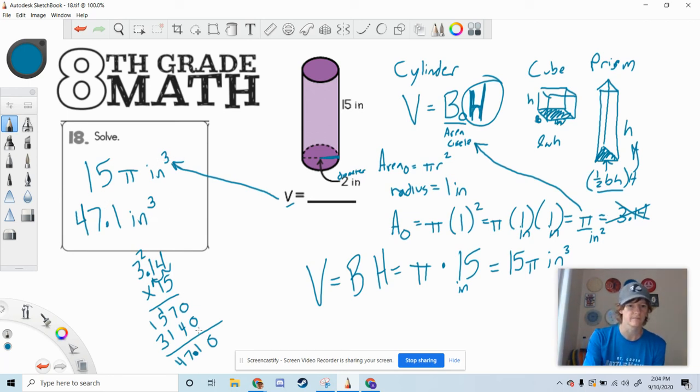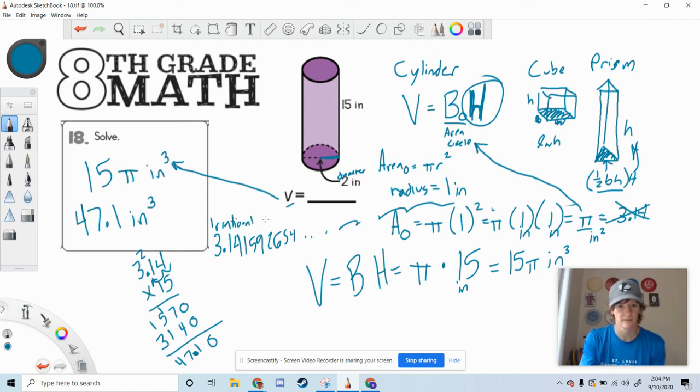Both answers are fine. If you'd like to just stop and not even multiply by that and just leave it as 15 times pi, that does work, especially in higher math classes. We don't really like irrational numbers like pi, because pi goes 3.141592654, blah, blah, blah. It keeps going. It is a never-ending irrational number.